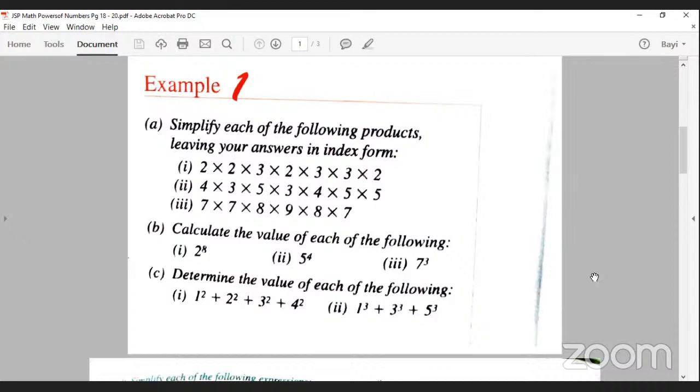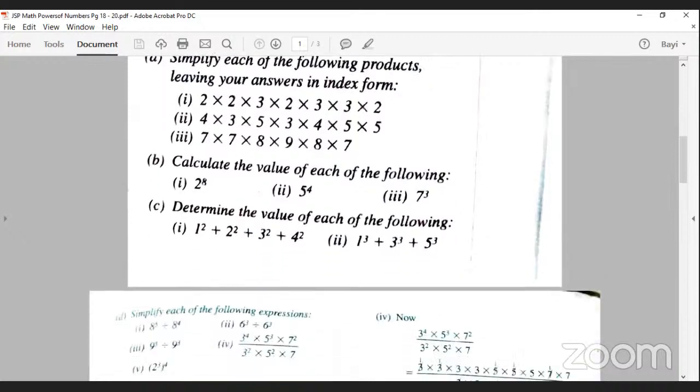And then after that, C, determine the value of each of the following. What I, that's 1 to the power 2, plus 2 to the power 2, plus 3 to the power 2, plus 4 to the power 2, and 2I, 1 to the power 3, plus 3 to the power 3, plus 5 to the power 3.